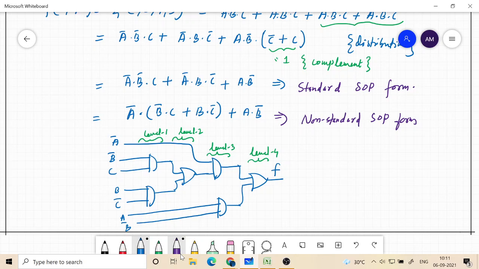And the problem with the non-standard implementation is basically you need more time to get the output, because each of the gates would introduce some propagation delay. Okay, so for example, this 2 input AND gate has a propagation delay, let's say tau 1, and then this 2 input OR gate has another propagation delay, say tau 2, and then again tau 1, and then tau 2.